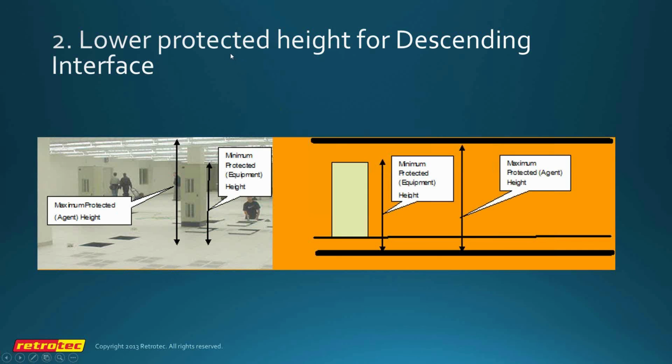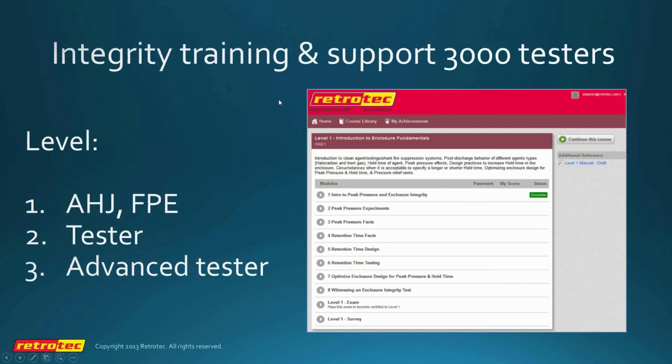So here we want to keep the minimum protected height, this value, as low as possible, keep the equipment as low as possible, which will much more easily enable us to protect it. The higher it gets, the harder it is to protect. Unless we use continuous mixing, as I talked about earlier, then it doesn't matter.